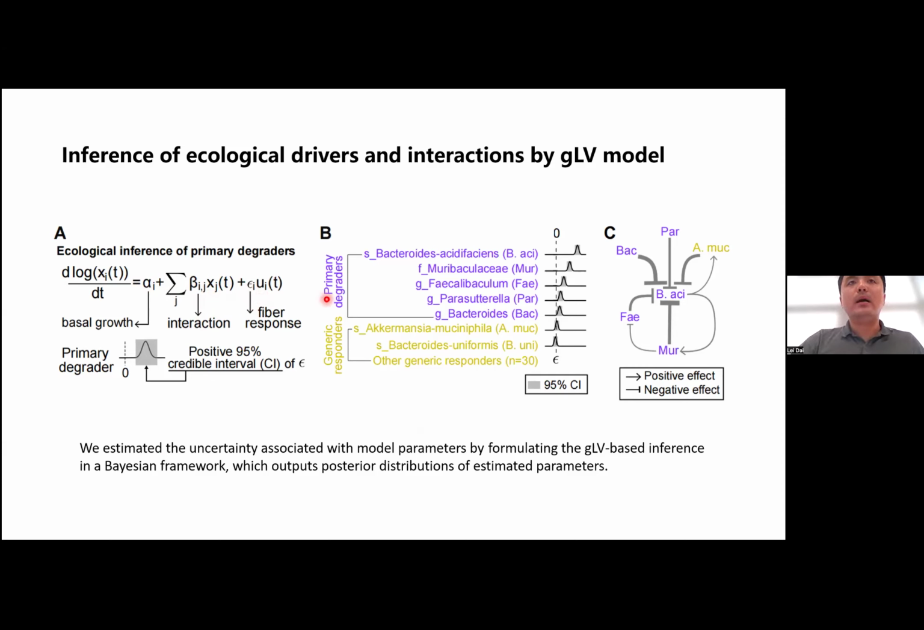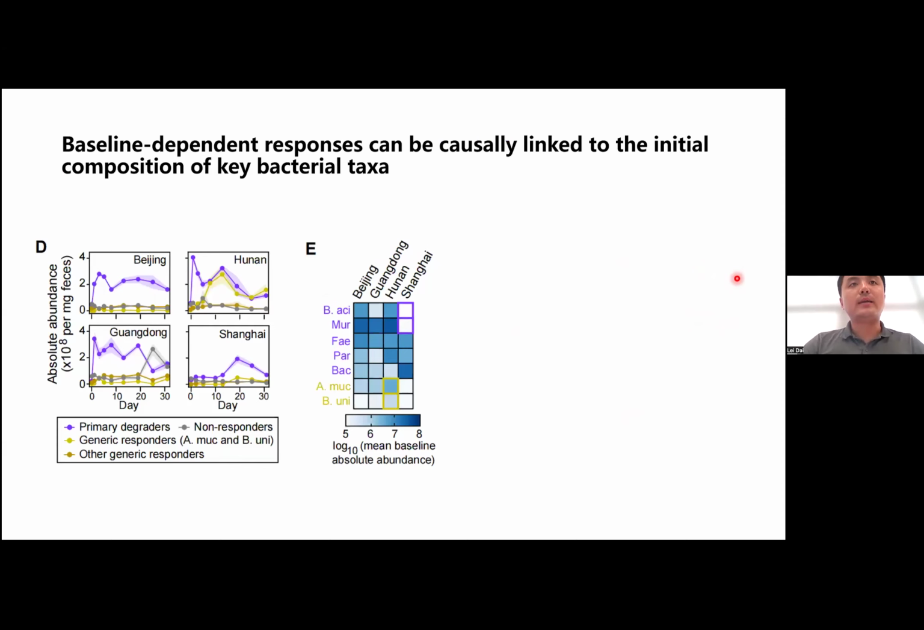Applying that to our time series data, what we inferred was that some taxa, for example Bacteroides cellulosilyticus and Muribaculaceae, just to name a few, have a positive epsilon, a positive fiber response. We also inferred the beta ij, the interactions among these bacterial taxa, so you can illustrate that using a network. So not just do we know which species respond to inulin, but also how they interact. Then we can try to understand what's going on.